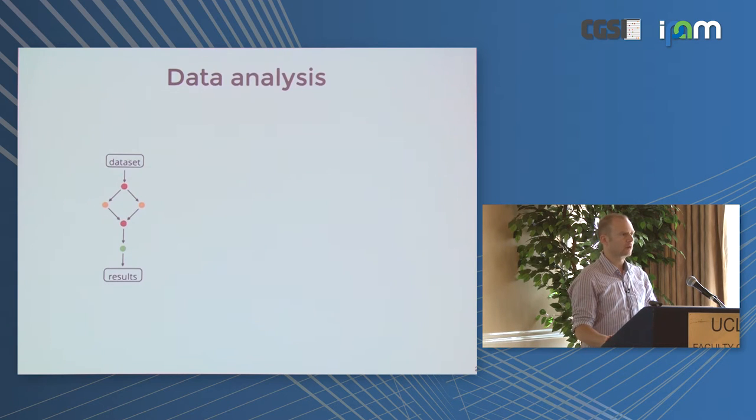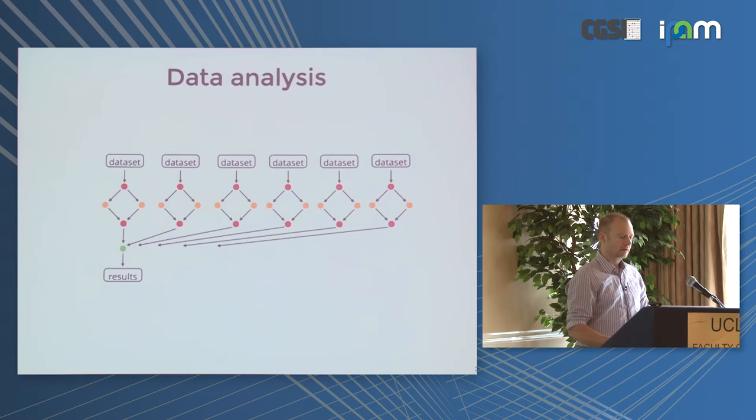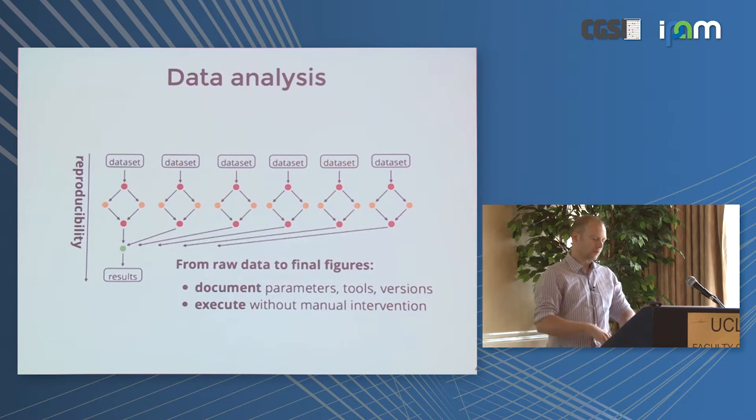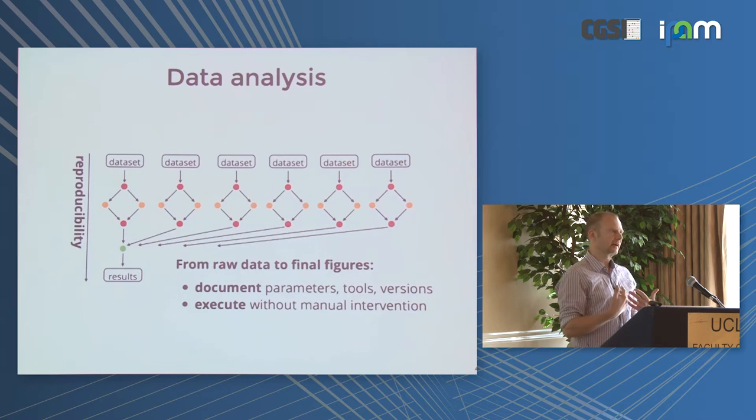This is the very old problem. You have a data set to analyze. You have a few jobs to run on it, like a red job and some yellow jobs and another red job. In the end, you have a green job. And you want to do this for several data sets at the same time, for example. You want to get from the raw data to the final figures, and you would like to ensure full reproducibility with everything you're doing.